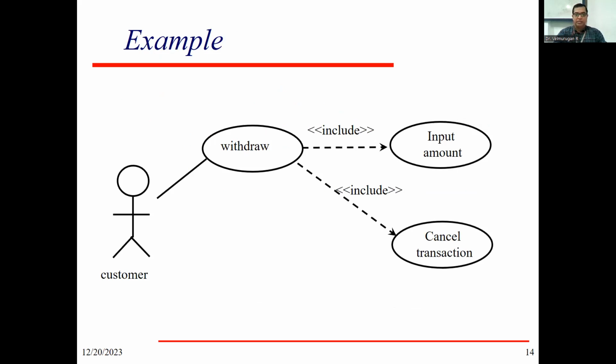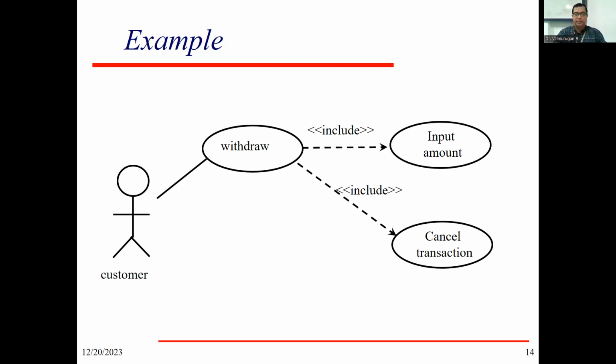So here a customer is involved in withdrawing cash from the account, and in order to do that withdraw process, two different activities need to be added. One is input amount and another is cancel transaction. Input amount, I have to go for including, or I need to go for including cancel transaction, because just by giving withdraw, no ATM kiosk will give you the cash we are expecting. It cannot read from our mind.